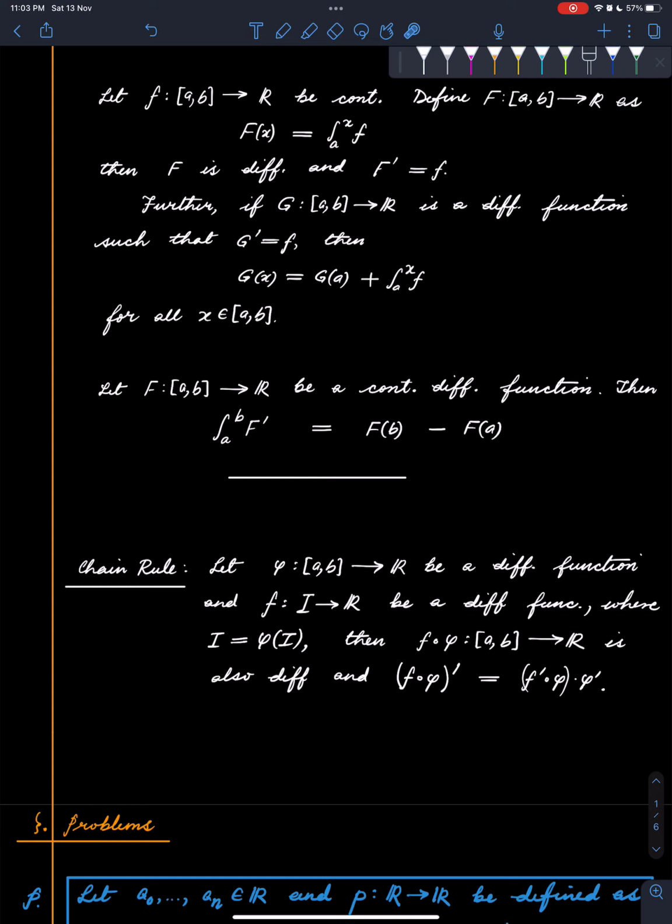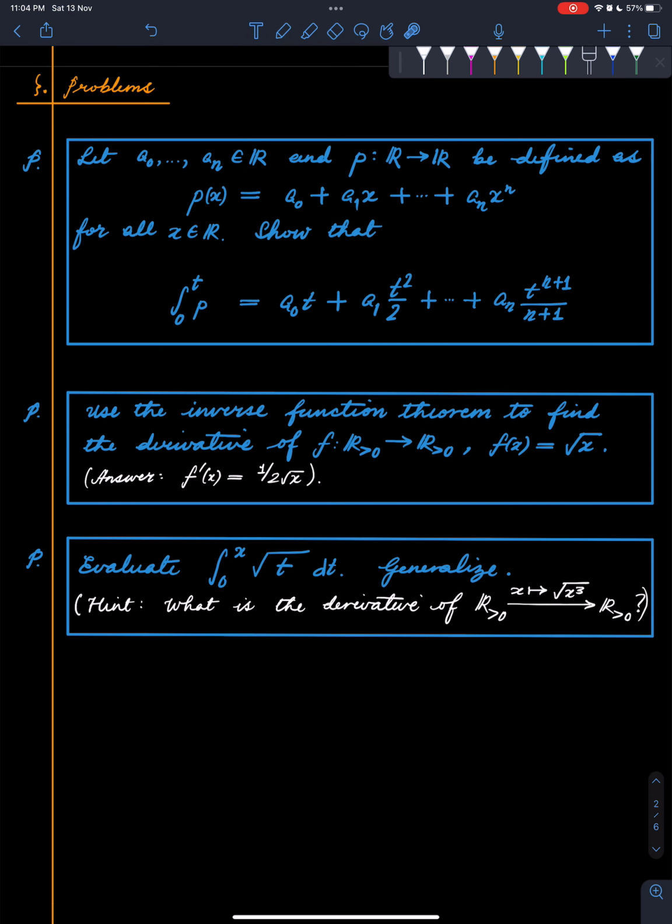Then the claim of the chain rule is that this composite, which makes sense because I is the image of phi, is also differentiable, and its derivative is given by this recipe. So you have this function, and then you multiply that function by phi prime. This is a pointwise product. So that was the chain rule. All right, so now for the problems.